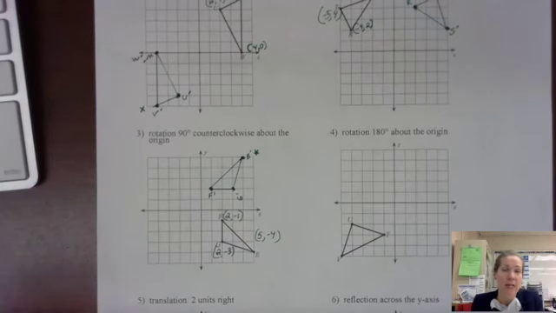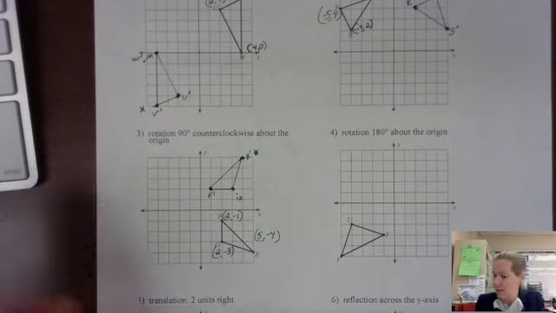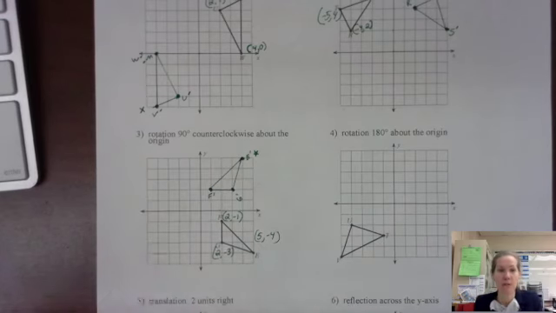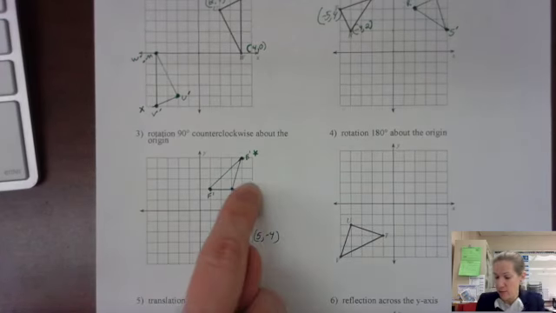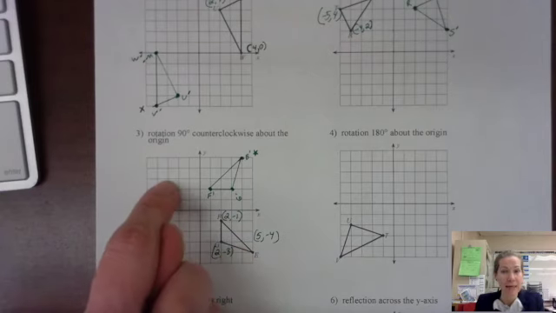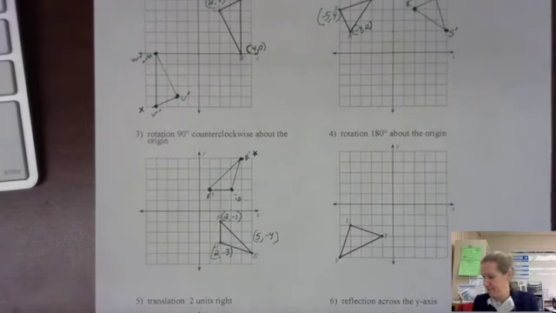My suggestion would be go ahead and practice this. Create a coordinate plane, draw your own figure, and then practice rotating it to each of the different quadrants. Do a 90-degree counterclockwise, do a 90-degree clockwise, do a 180. Okay. Thank you.